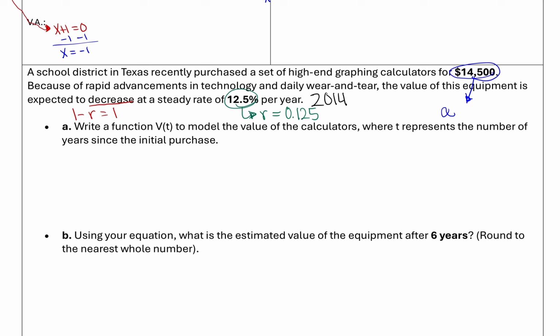In this case, if I do 1 minus the 0.125, then we're going to get 0.815. Okay, now based on this information, we're going to set up our function. We now have V of t is equal to the initial value, 14,500, times the rate of change, which is now 0.815 to the power of t.